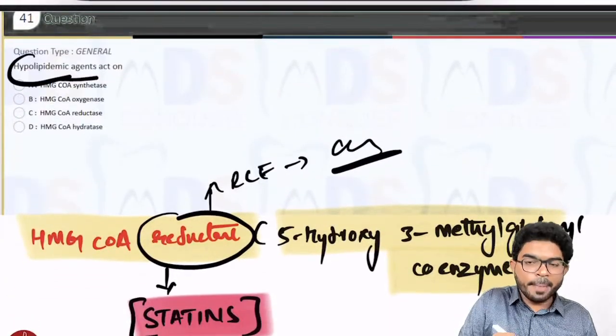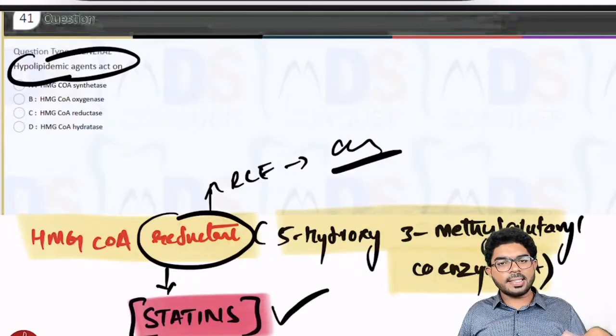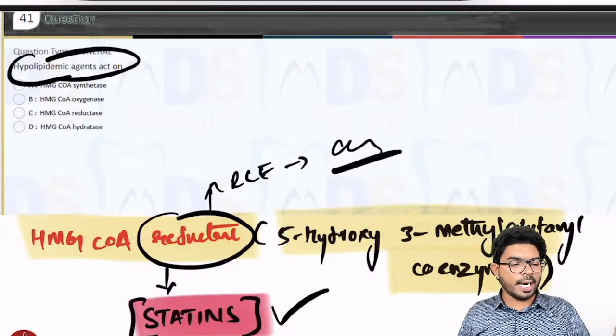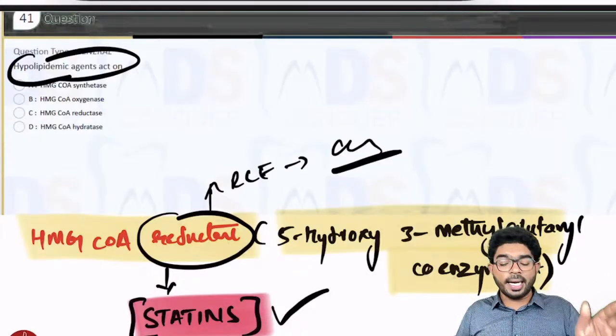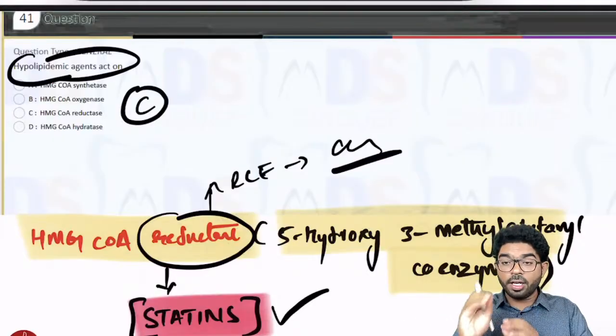So hypolipidemic drugs, for example statins, act on the enzyme which is the rate limiting enzyme of cholesterol synthesis. What is the rate limiting enzyme of cholesterol synthesis? The rate limiting enzyme of cholesterol synthesis is HMG coenzyme A reductase, option C. Thumbs up, already done, given in your Q bank also.